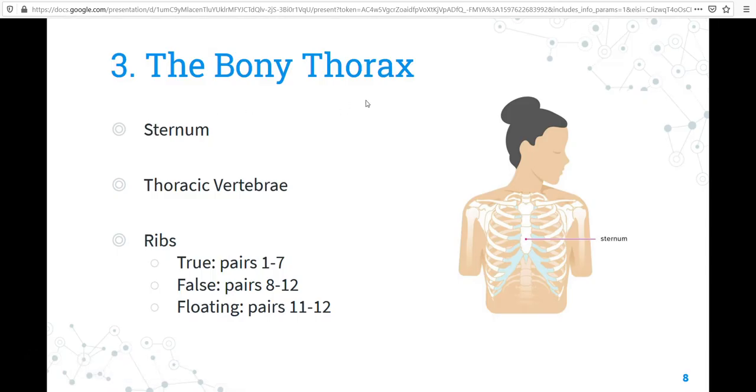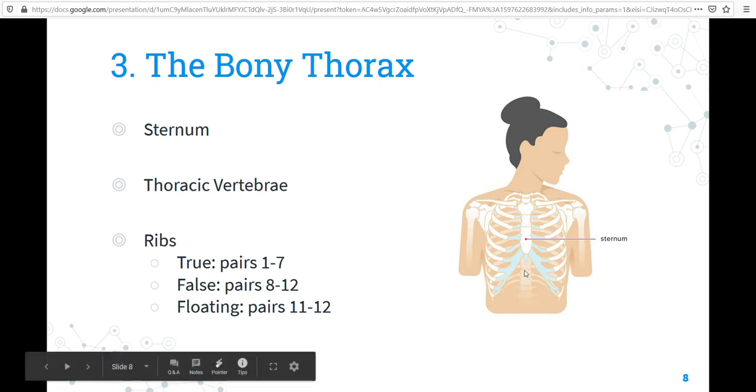Next we have the bony thorax. It's everything in this middle rib cage here. So we have the sternum, which is this bone in the middle, and it has 3 main divisions. The manubrium is this heart-shaped portion of the sternum right here. This middle part is the body of the sternum, and then this very bottom part, this tiny point, is known as the xiphoid process. And then we have thoracic vertebrae in the back. They connect to the ribs.